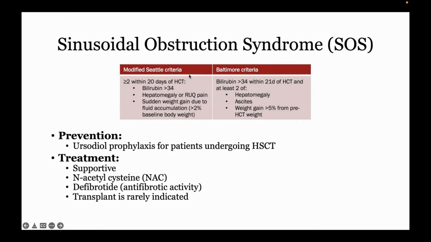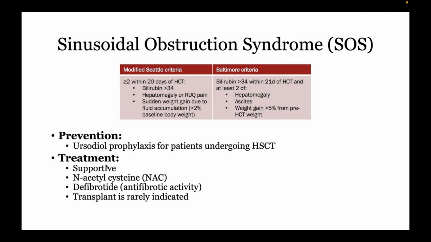Because this is becoming more common, people are realizing this. They're actually using ursodiol prophylaxis prior to bone marrow transplant to try to prevent the development of SOS. But if the patient eventually develops it, then really the treatment is supportive care.